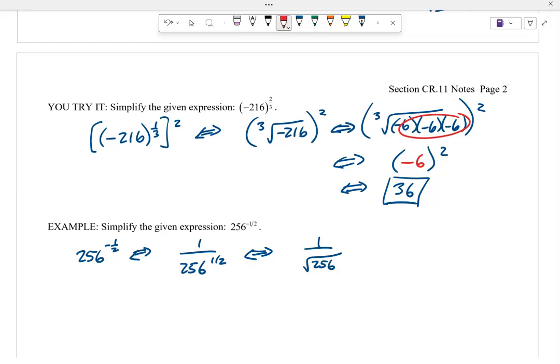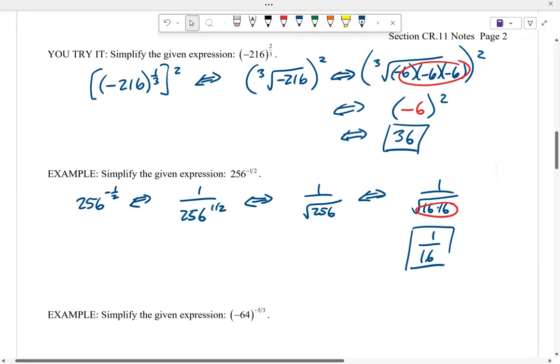And then I punch in the square root of 256. I'm looking for 2 of a kind, right? That is 16 and 16. Again, this is a second root, and you're not going to see the little 2 there. So the square root of 256 is 16. So you got 1 over 16 as your solution on that. Let's do some more like that.